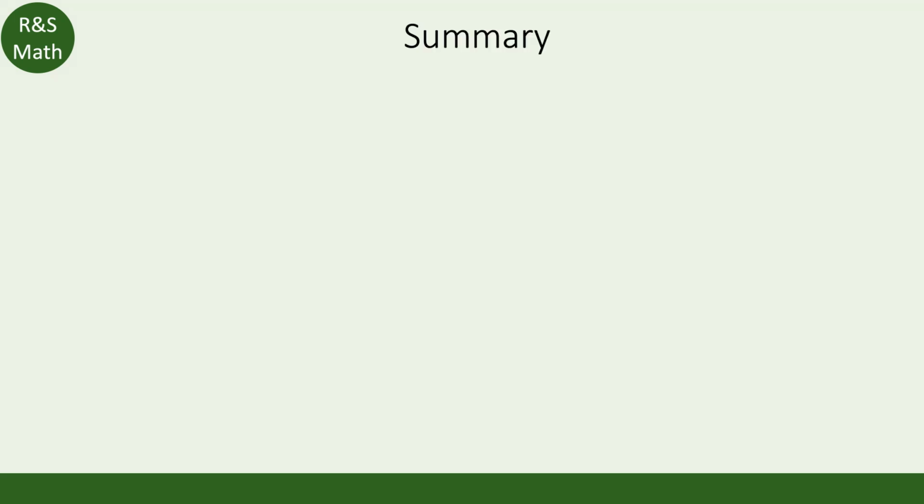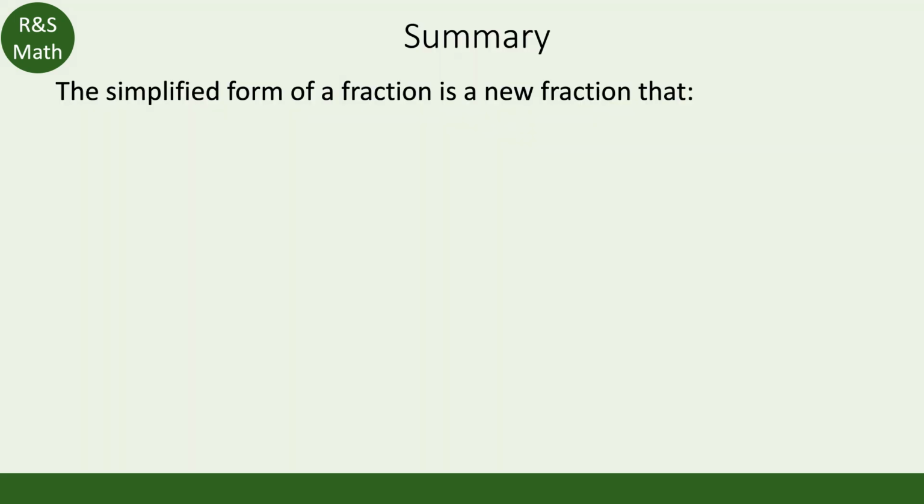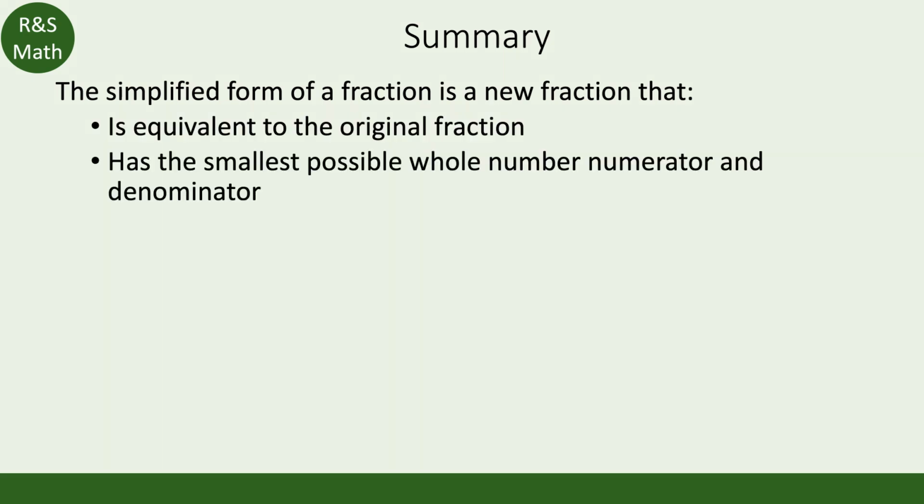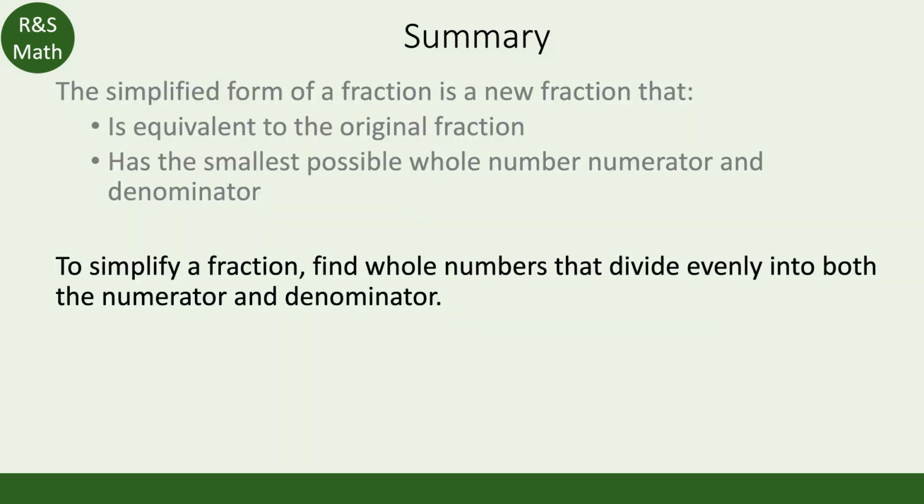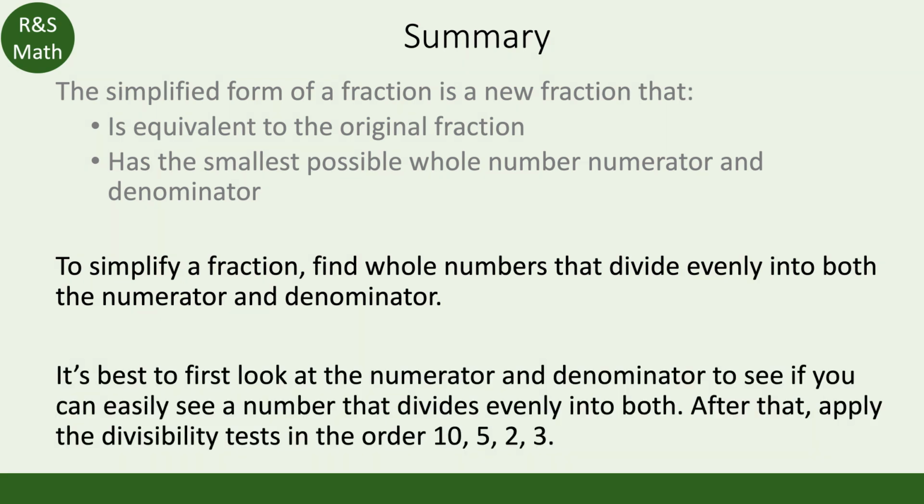Let's summarize what we have learned in this video. Simplifying a fraction means to find a fraction equivalent to the original fraction that has the smallest possible numerator and denominator. We simplify a fraction by finding numbers that divide evenly into both the numerator and denominator. It is most efficient to first look at both the numerator and denominator to see if you can notice a number that you know divides evenly into both. After that, apply the divisibility tests in the order 10, 5, 2, 3.